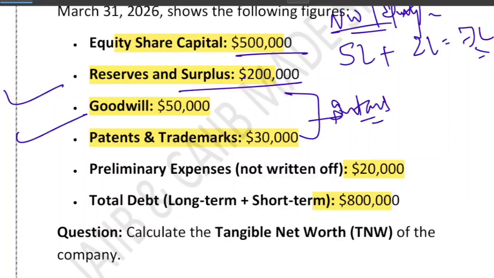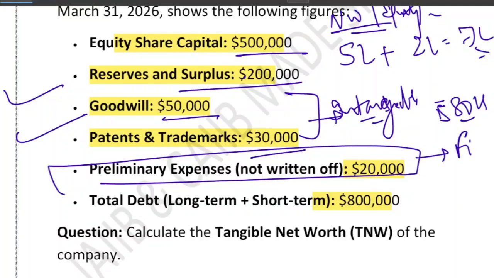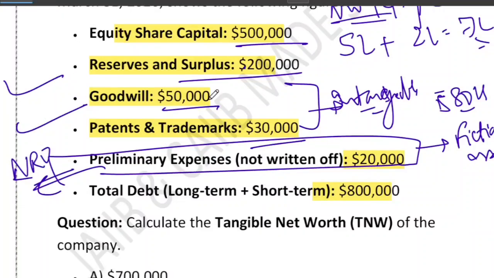So friends, goodwill and patent, these are intangible asset. So combine both of them, 50,000 and 30,000. That will give you $80,000. So this is the total intangible. And how much is the fictitious asset? So this preliminary expense, which has not been written off, is a kind of fictitious asset, right? Why? Because they have no realizable value. NRV, no realizable value.